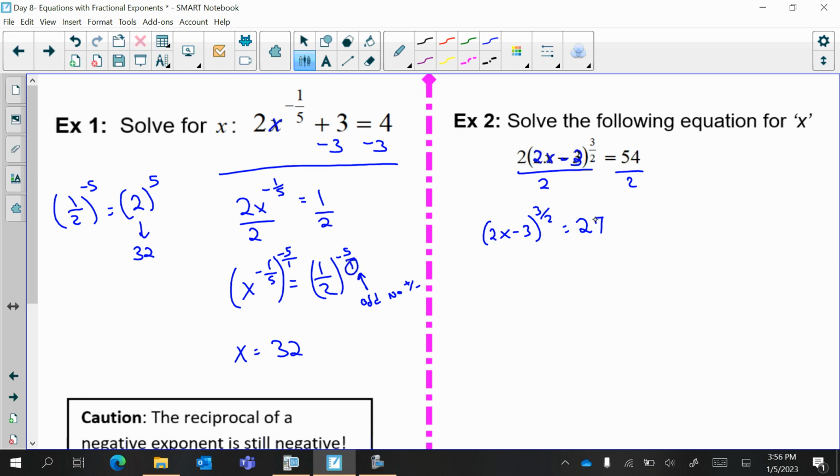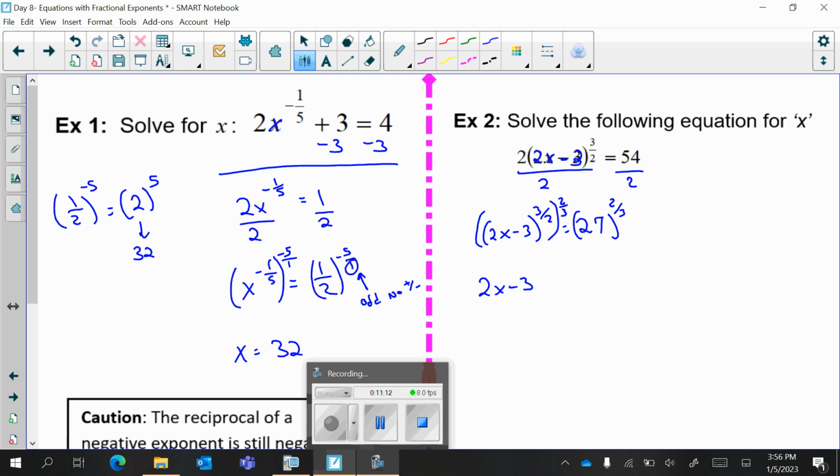Now that you have the base by itself, because everything is attached to that exponent, you're going to raise both sides to the reciprocal exponent. And notice how I'm saying we're raising it to the reciprocal exponent. This is not multiplication. You're still dealing with powers and exponents, and I don't want you to say multiply because unfortunately a lot of people make the mistake of multiplying on their calculator instead of using exponents, so be careful about that.